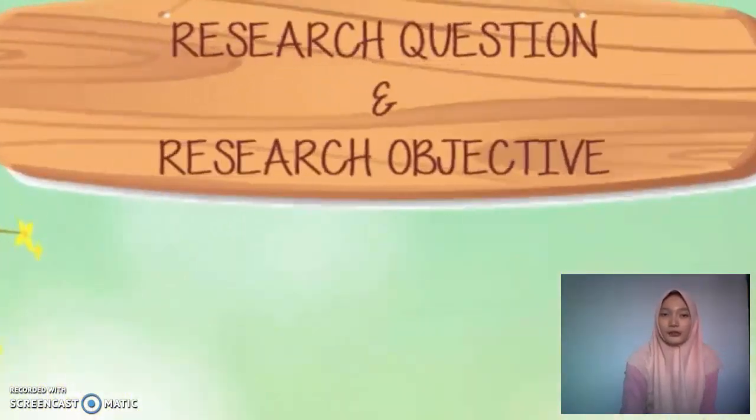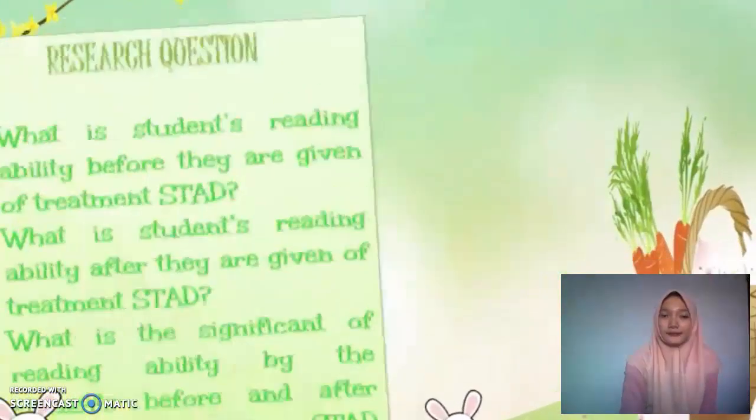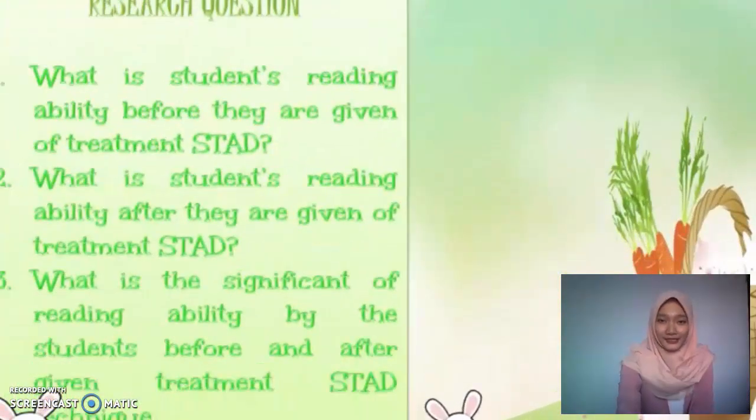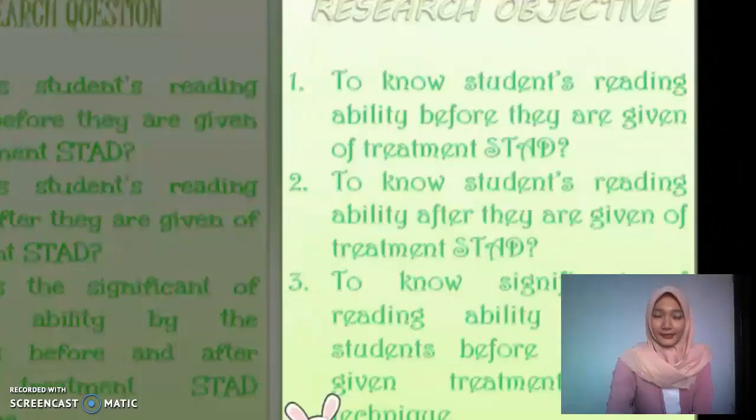Now about the research question and research objective. The first research question asks about the students' reading ability before they are given a treatment, the second is about students' ability after they are given a treatment, and the third asks whether there is a significant difference before and after the treatment. The research objective is to know the answers to all of the research questions.